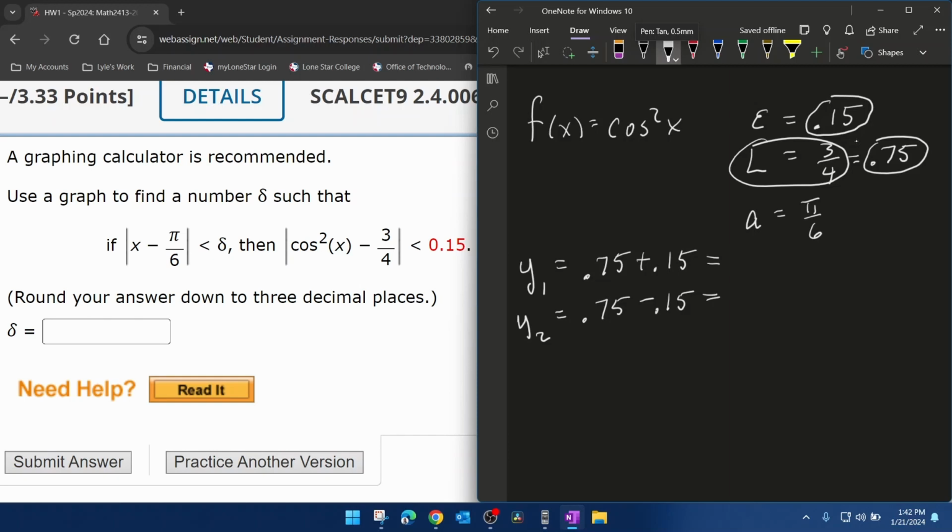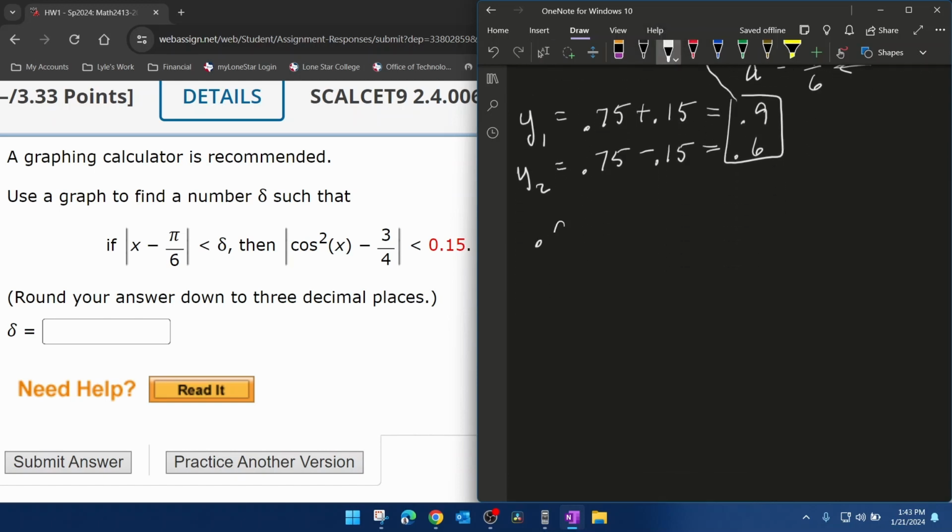0.75 plus 0.15, that would be 0.9. 0.75 minus 0.15, that would be 0.6. So this is our y1 and y2. Now we're going to plug those into our function and solve for x, and then determine the delta needed to be within pi over 6.